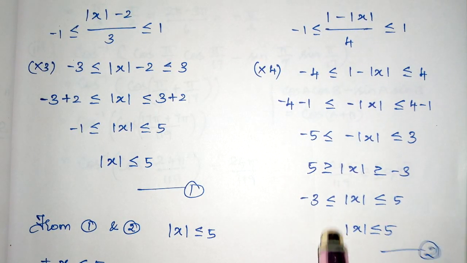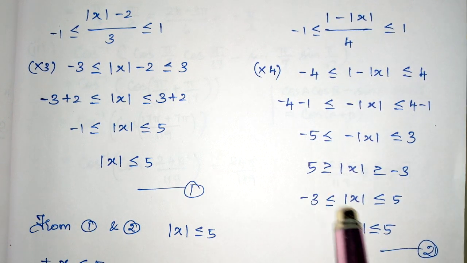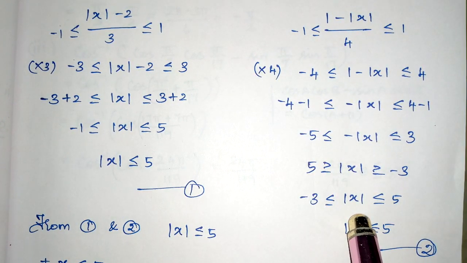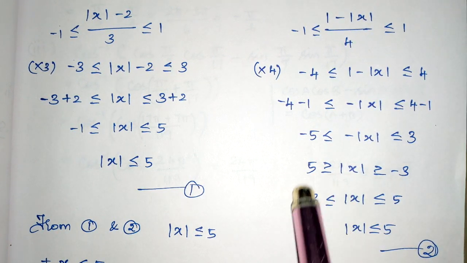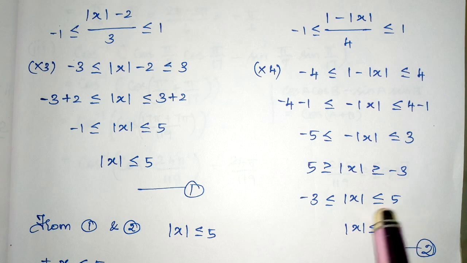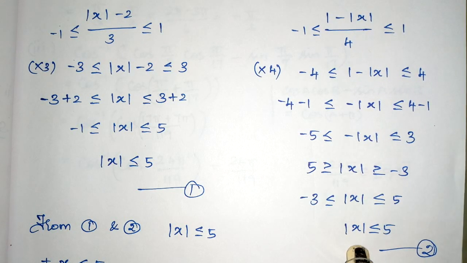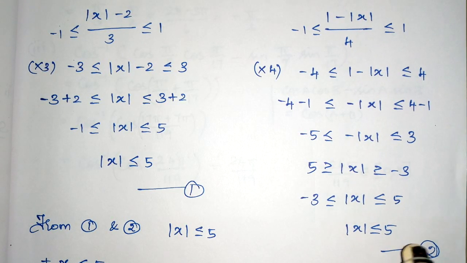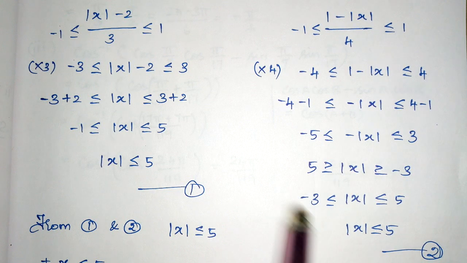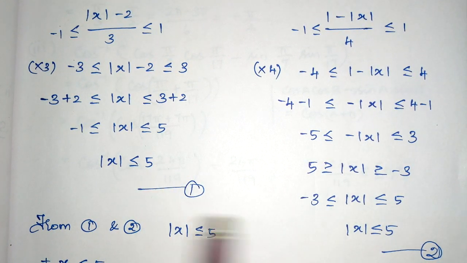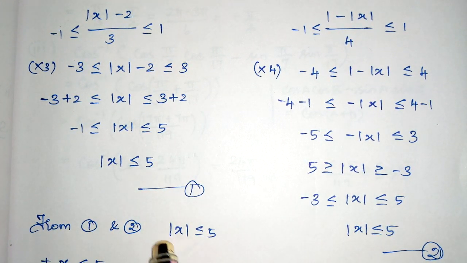Right. Now here also there is a negative number. We know that an absolute value, the modulus value, will always be positive. So I am going to leave this left hand side inequality and write only the right hand side inequality. So modulus of x is less than or equal to 5, and this is taken as equation 2. Now just compare equation 1 and 2. Equation 1 and 2 are same. So from 1 and 2 we can take that modulus of x is less than or equal to 5.